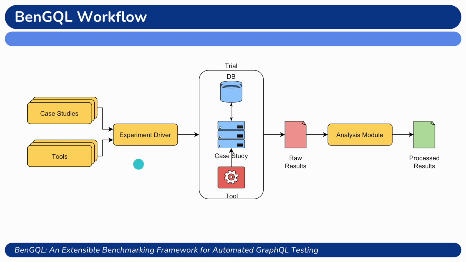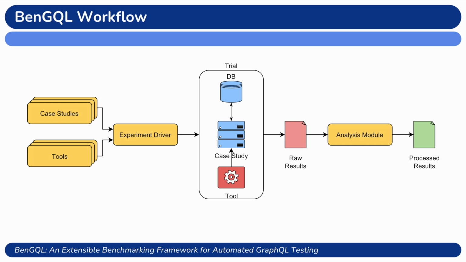The experiment driver takes as input the case studies and tools to evaluate. For each pair, it launches what we call a trial. More specifically, a trial consists of the case study running as a Docker service along with any required database, and the tool actively testing the case study by sending queries to its GraphQL endpoint.